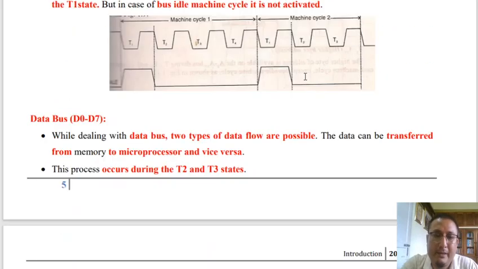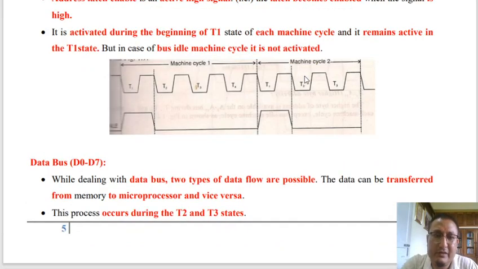Now likewise, the next signal that we have, so this is, you see, this is the graphical representation of ALE. So ALE becomes active in the T1 state of the machine cycle, just to enable the multiplexed address data line to hold address.